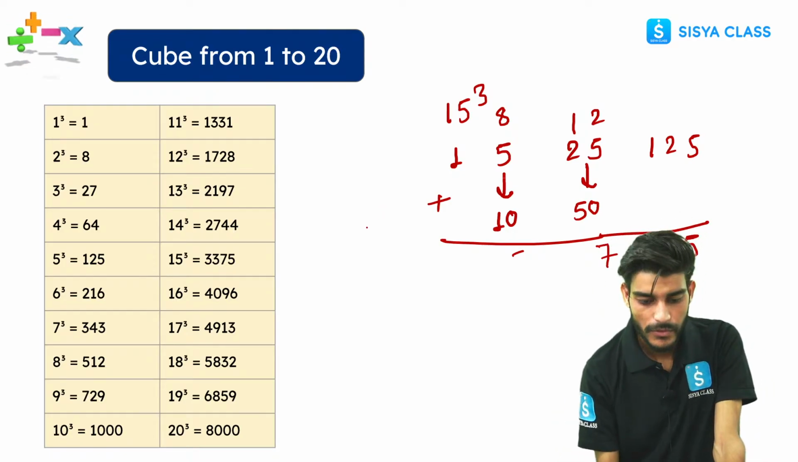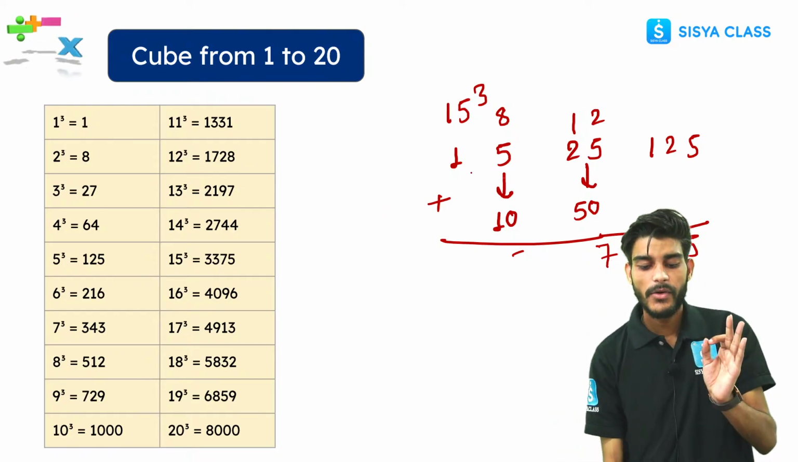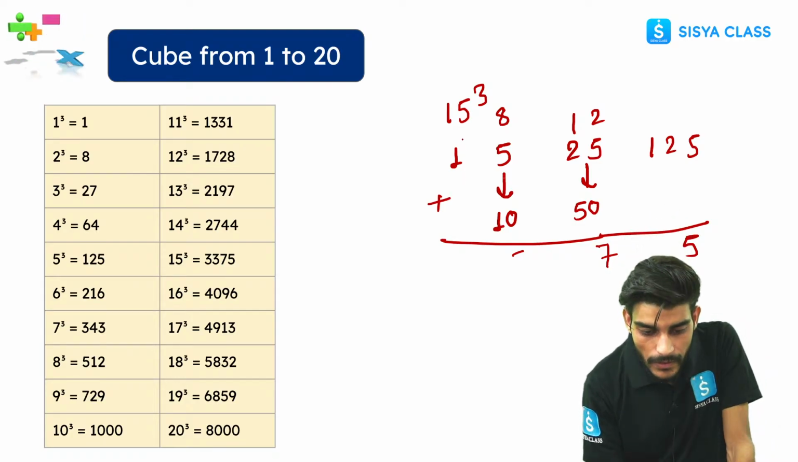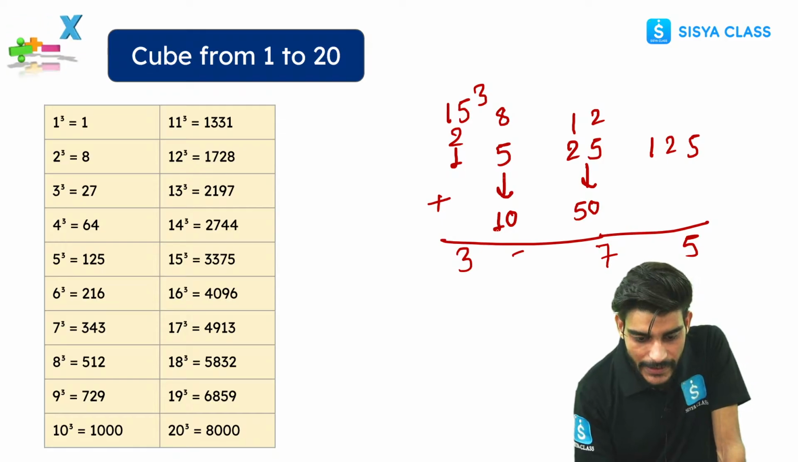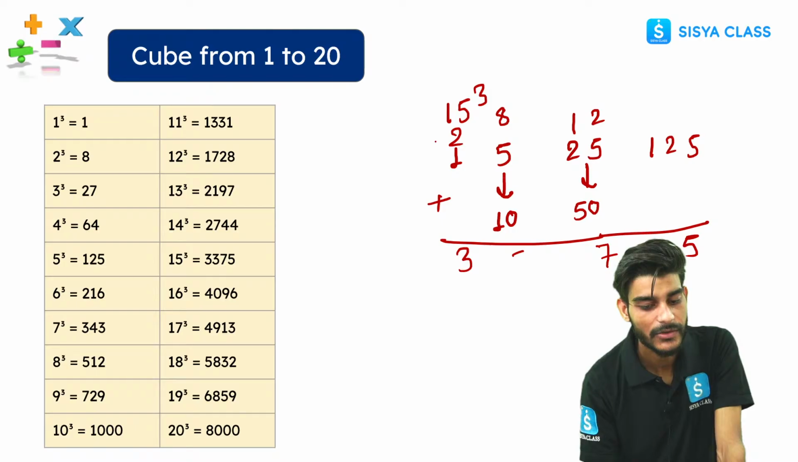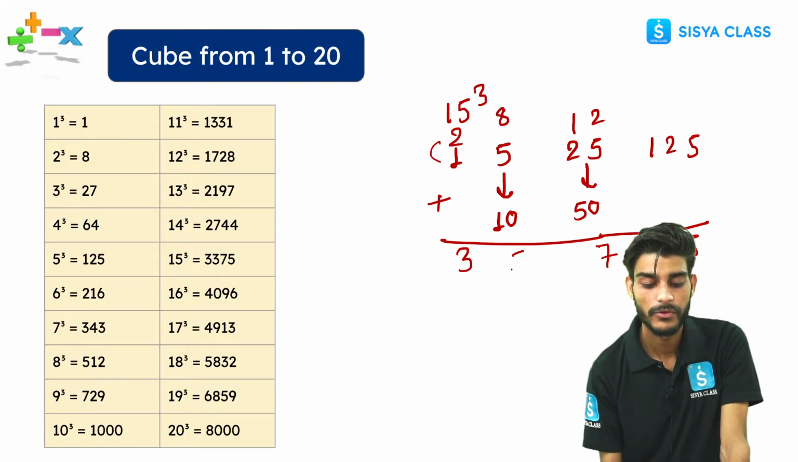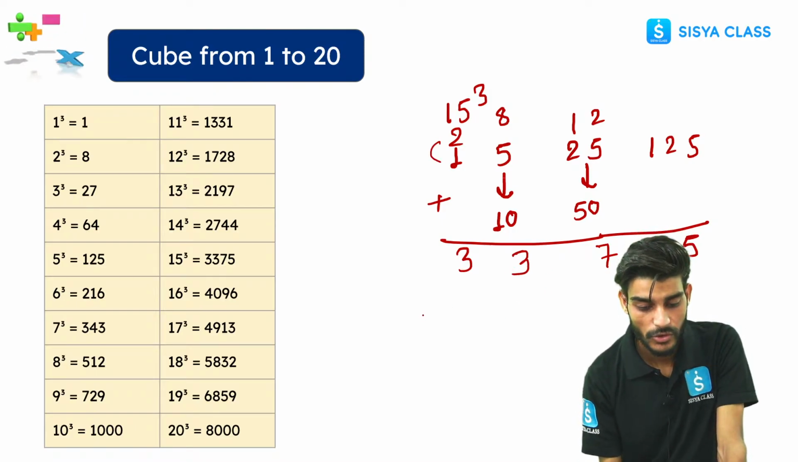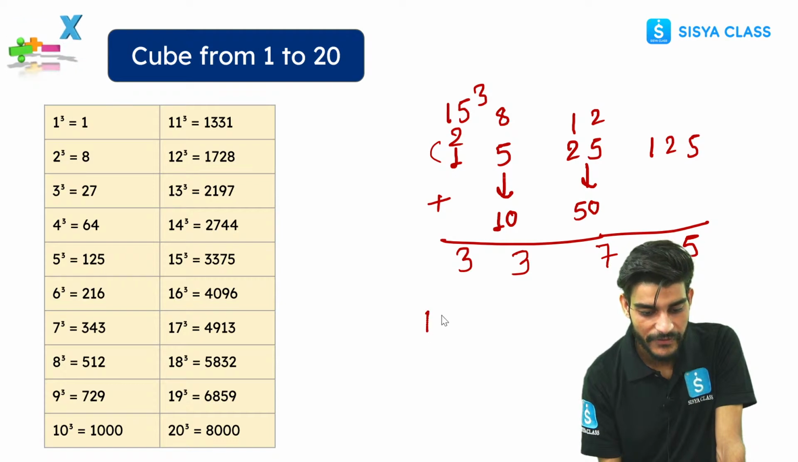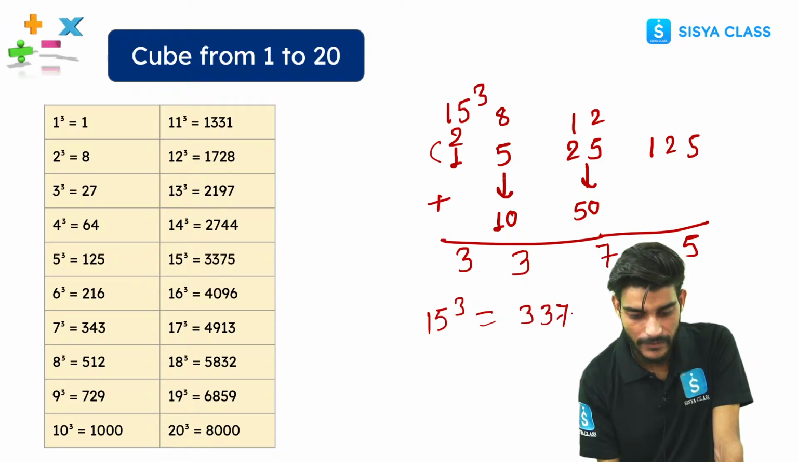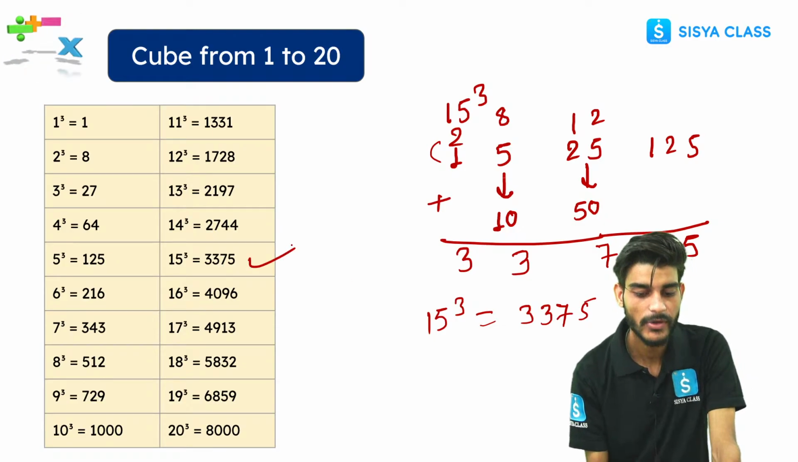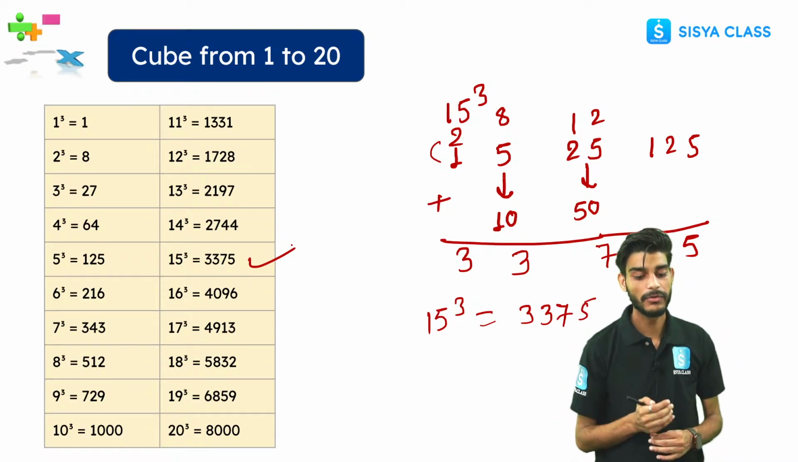Okay, so 1 will carry forward. Now 1 plus here 2, so 2 plus 1 is 3. 1 carry forward of 13 and 1 is here also, so 2 plus 1 is 3. So this is clear to you. 2 plus 1 is 3. So the cube of 15 is what? 3375. So this is what you have to do in all the questions from 11 to 20.